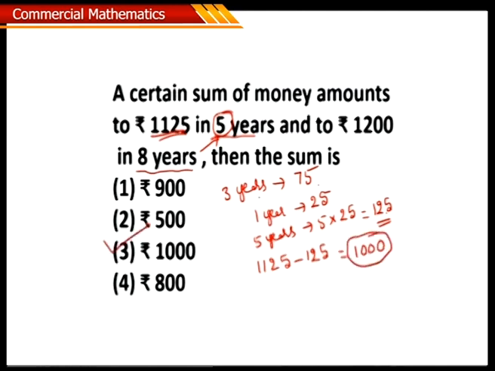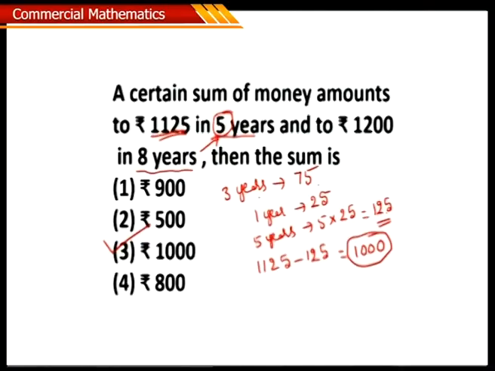1000 rupees. So when we are considering a sum of 1000 rupees, the 5 years interest is 125 rupees, which means you can see that the rate of interest is 2.5% per annum. So in 5 years you are getting 5 into 25, 125 rupees, and in 8 years you are getting 200 rupees interest. Okay, so we have seen how to calculate problems related to simple interest.